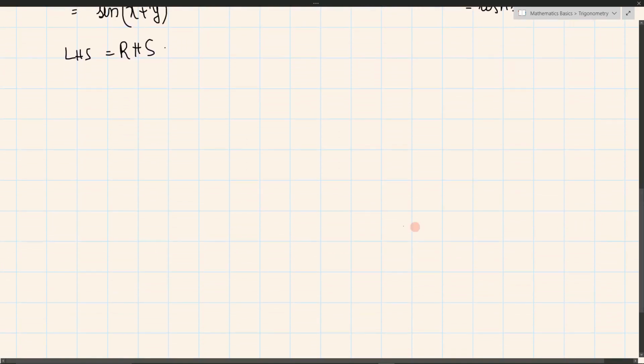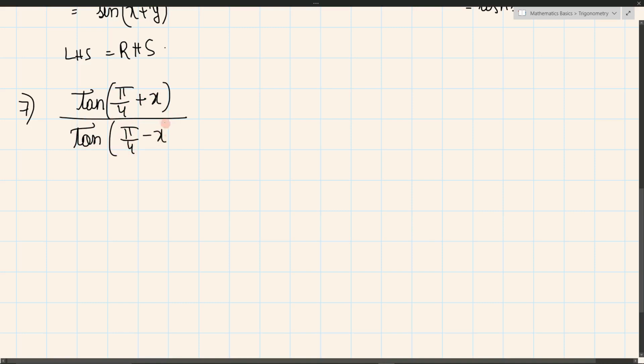We have question number 7. Tan of (pi by 4 plus x) whole divided by tan of (pi by 4 minus x). We have to prove this is equal to (1 plus tan x divided by 1 minus tan x) the whole square. So let us consider the LHS.